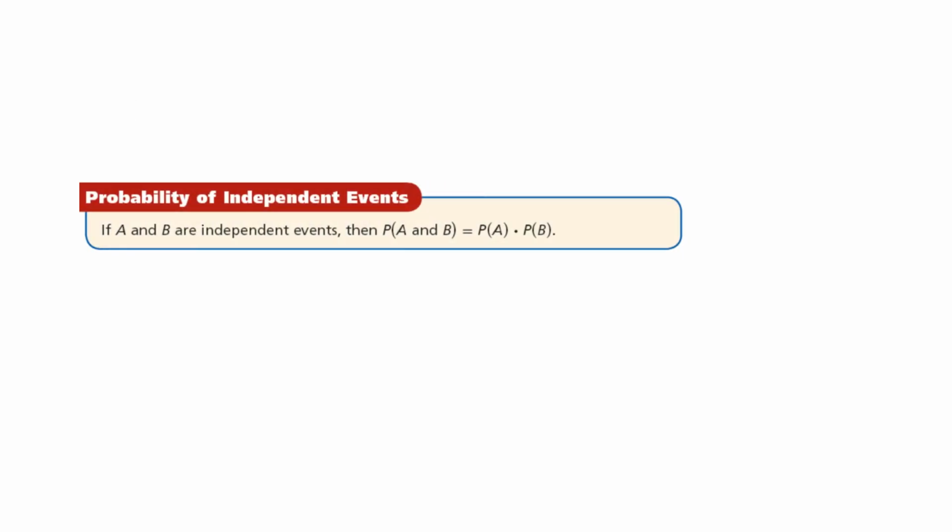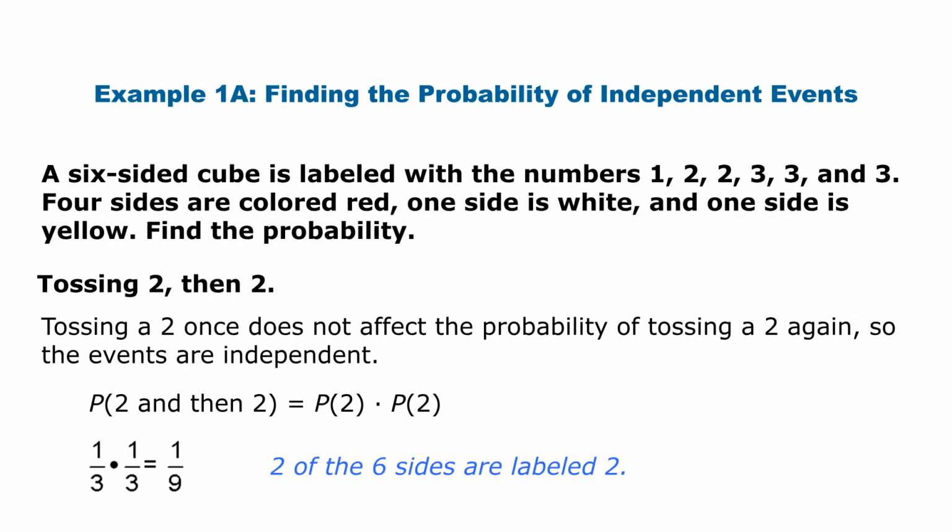For independent events A and B, the probability of both occurring is calculated by multiplying the individual probability of A by the individual probability of B. Consider a 6-sided cube with specific labels. If we want to find the probability of rolling a 2 twice, we multiply the probability of rolling a 2 on the first toss by the probability of rolling it again.